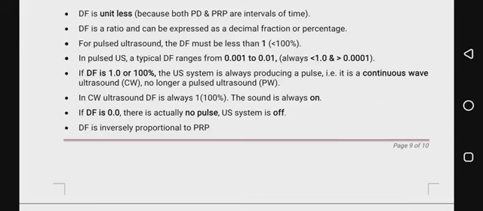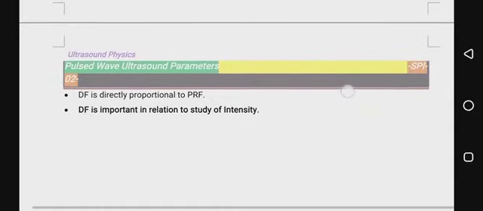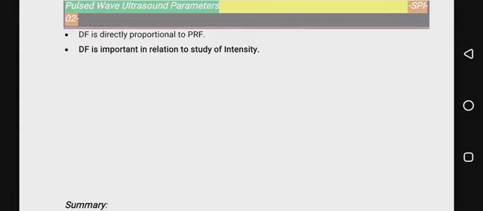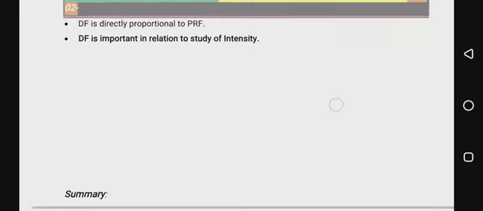In continuous wave ultrasound, duty factor is 1. The sound is always on. If duty factor is 0, there's actually no pulse coming out. The ultrasound system is off. Duty factor is inversely proportional to PRP. Duty factor is directly proportional to PRF. Duty factor is important in relation to the study of intensity.